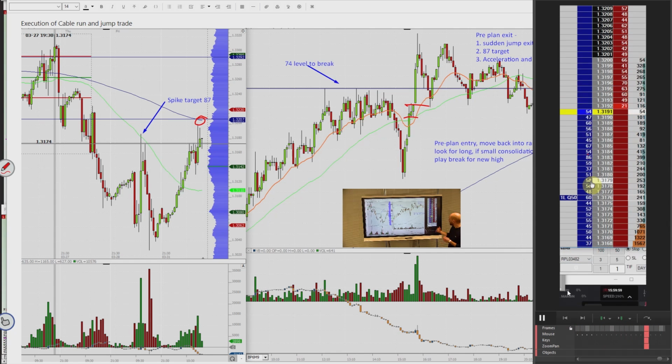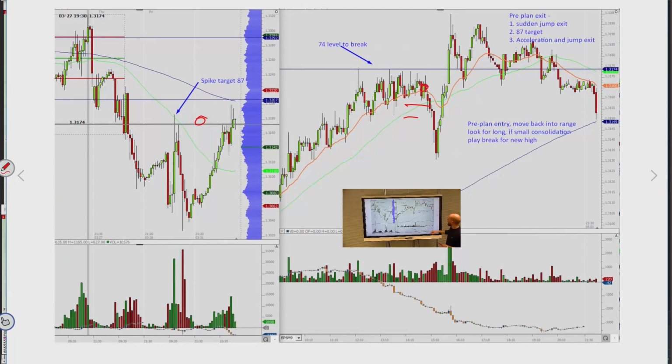As it happens, quite quickly comes back. As soon as it got through 95, the stops were taken. We get the pullback, and this moves us all the way back down towards those 74s. But a key bit of this trade is all about how you plan, how you pre-plan your entries, how you pre-plan what's going to happen once you're in the trade.